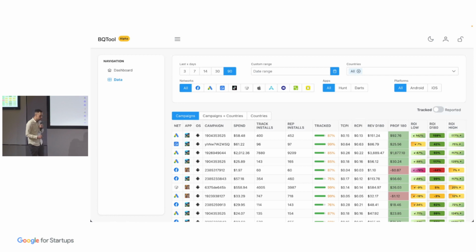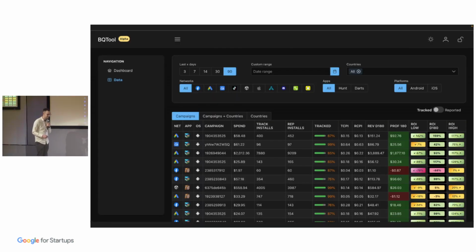And the most important feature, of course, we have dark mode finally. Yeah. A year of working and we have a dark mode.